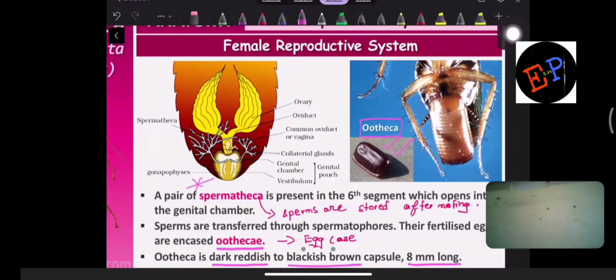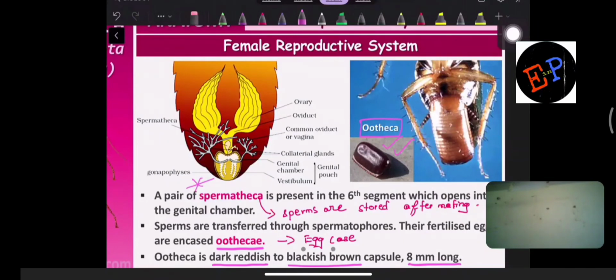Understood, no? So cockroaches don't release eggs as a single egg. Why? Because sperms are not released as a single sperm, no? A group of sperms are released. Are you able to understand? So a group of eggs also will be present. Are you able to understand what is happening? And this group of eggs we can call an ootheca.